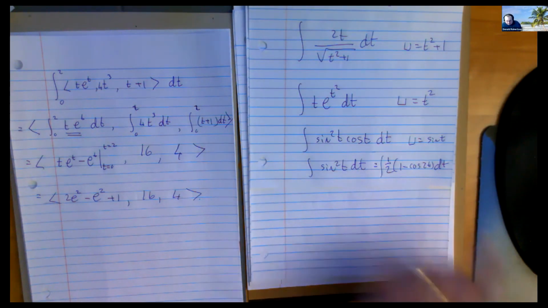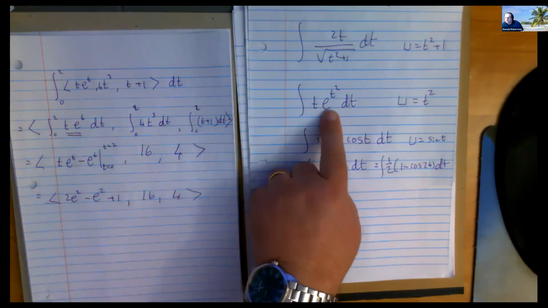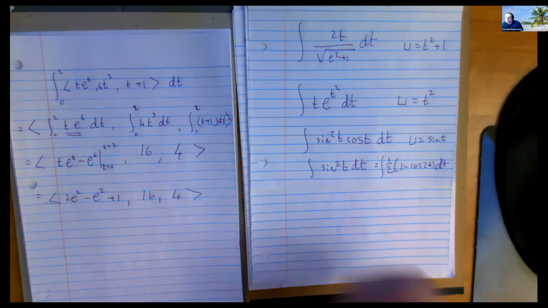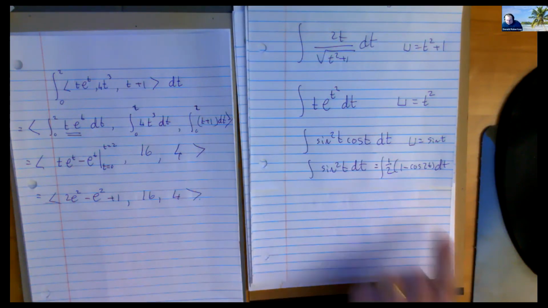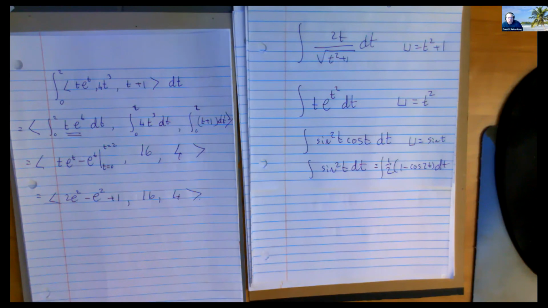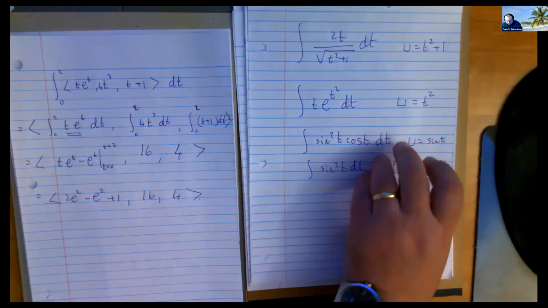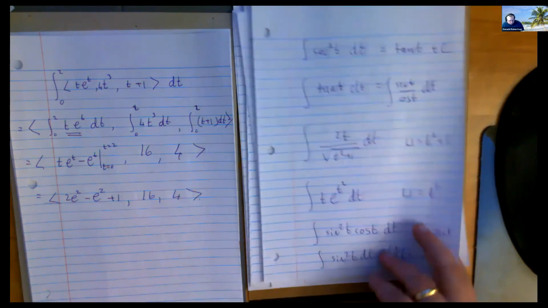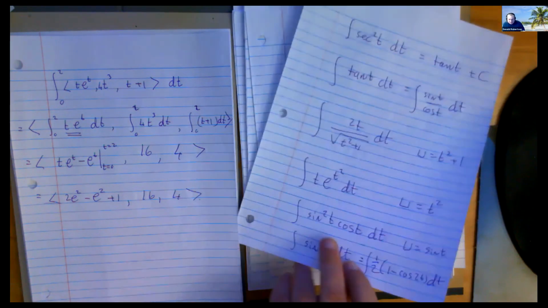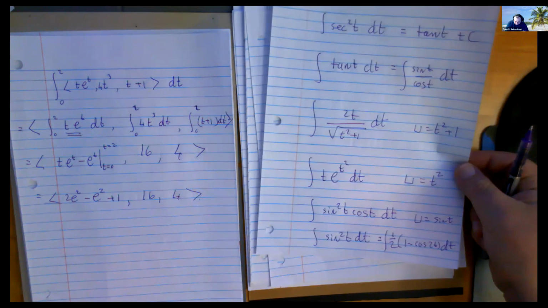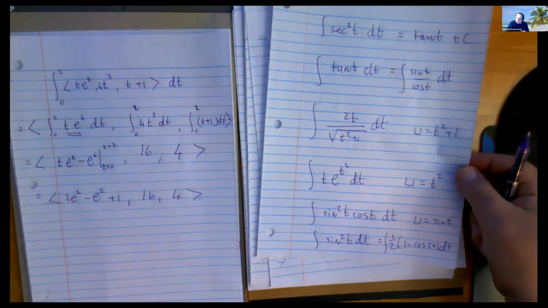So you might get an ugly term like this or an ugly term like this, and you're going to have to use u subs, trig identities, a table of values. That would be a sensible approach for some of the messier ones. But we need to know how to do these things, or else you won't be able to complete the question.